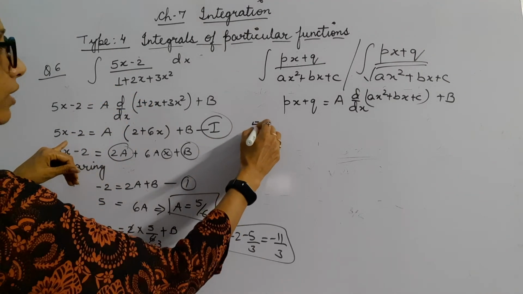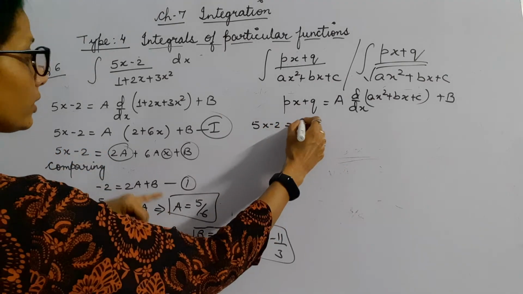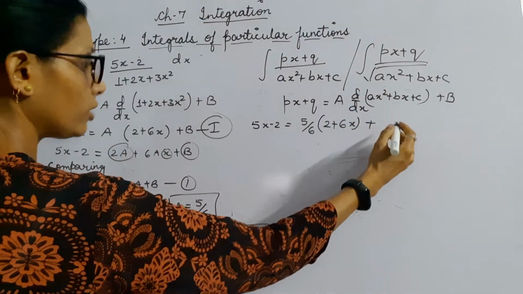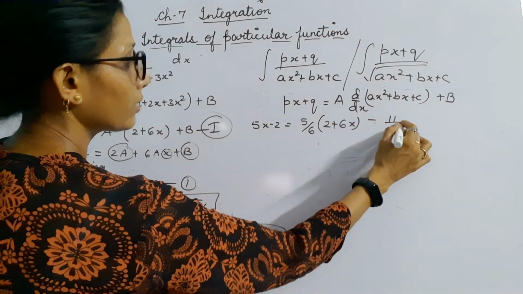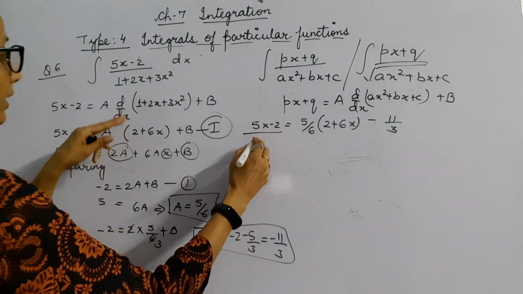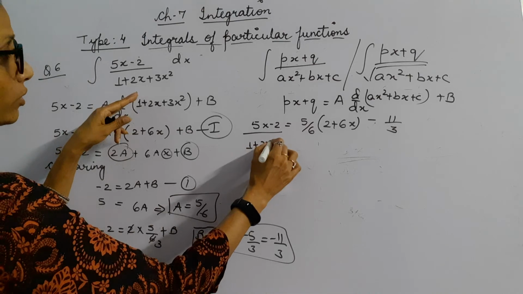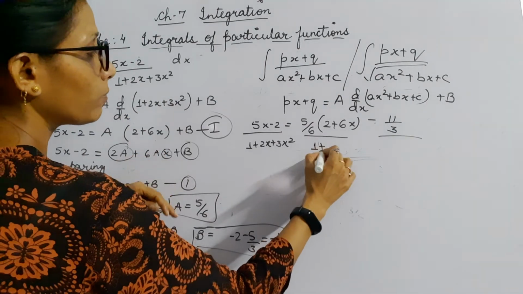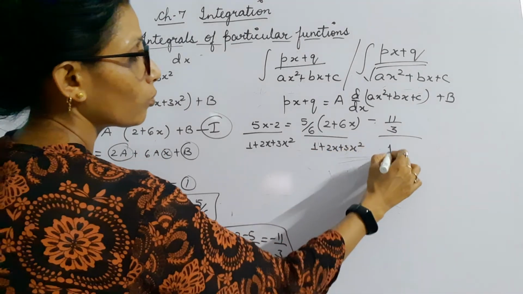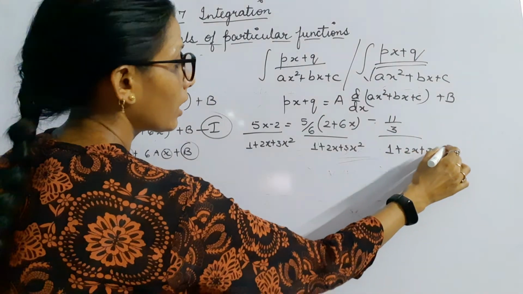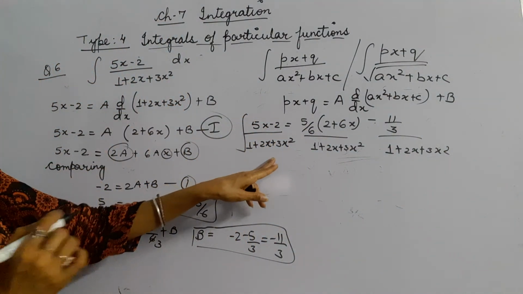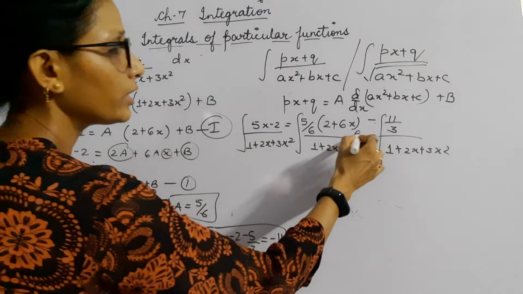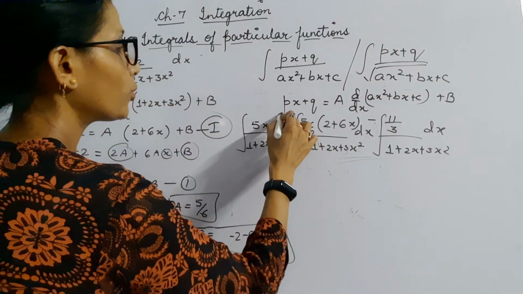So 5x minus 2 equals, your a is 5 by 6, times 2 plus 6x, and plus b, which is minus 11 by 3. You will divide it by 1 plus 2x plus 3x squared on this side, and this side also you will divide by 1 plus 2x plus 3x square. Ultimately you want to find the integration of this, so put the integration sign with each term, with respect to x, so put dx over here.